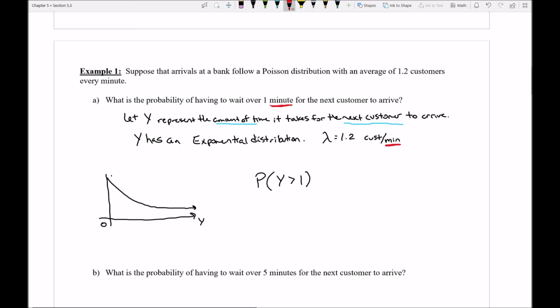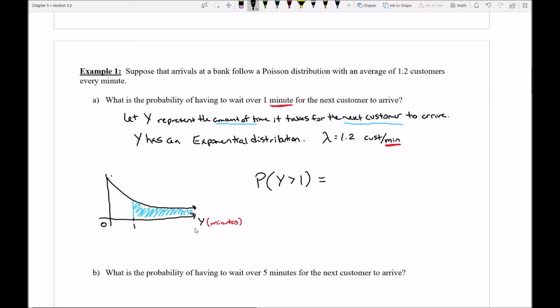So notice down here on my number line, I'm going to write down that y right now is indeed being measured in minutes. It's the amount of time. So when I say I want to wait over 1 minute, I can imagine putting 1 minute in the picture, and then I can shade over it, just like we've done in all the previous sections. Now I want to find that probability, but how do I do it?